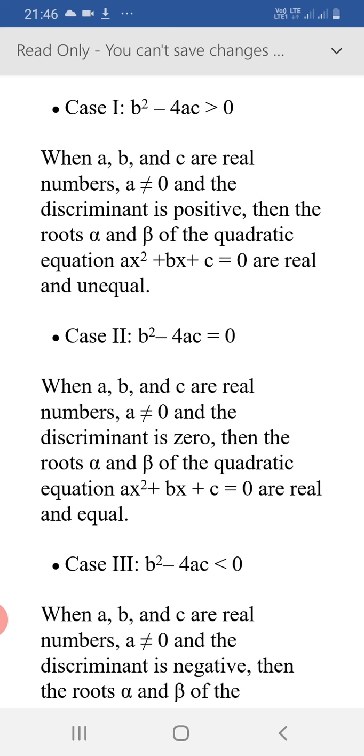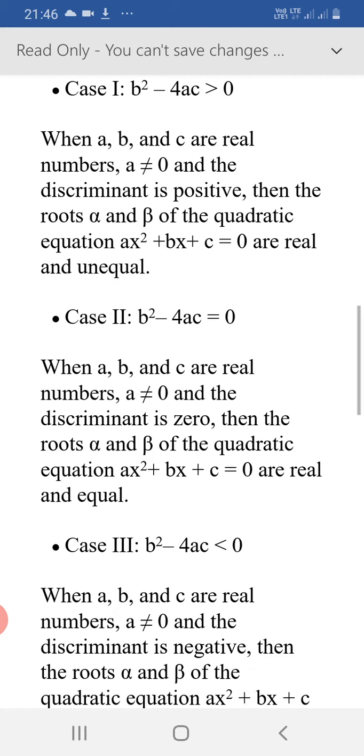Case 2, when b square minus 4ac is equal to 0. When a, b and c are real numbers and a is not equal to 0 and the discriminant is 0, then the roots alpha and beta of the quadratic equation ax square plus bx plus c is equal to 0 are real and equal.